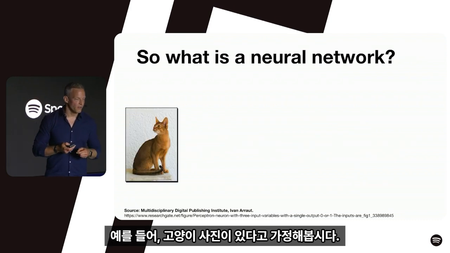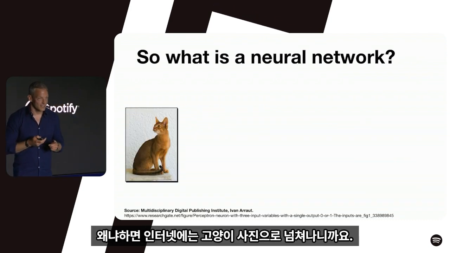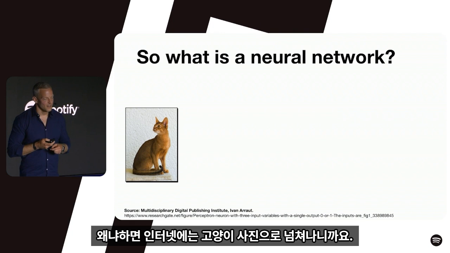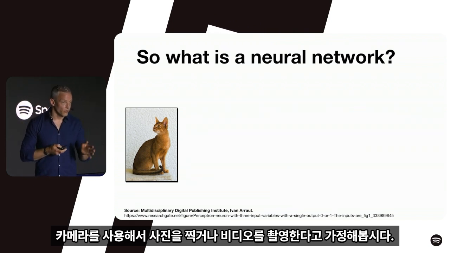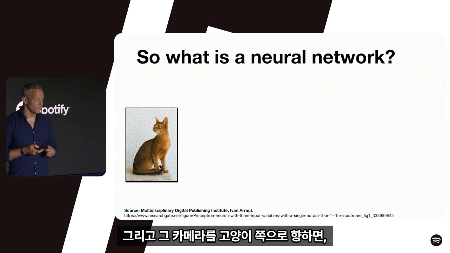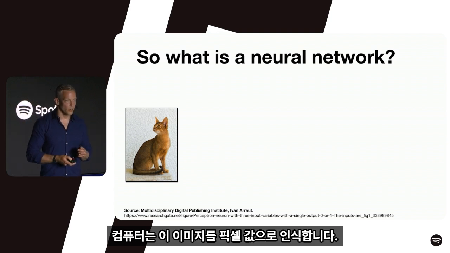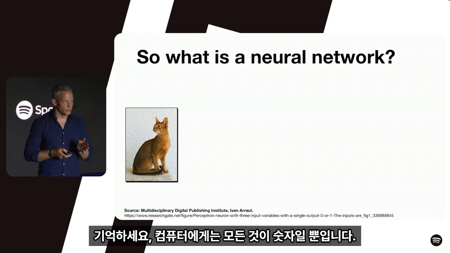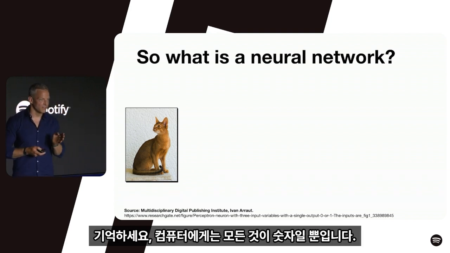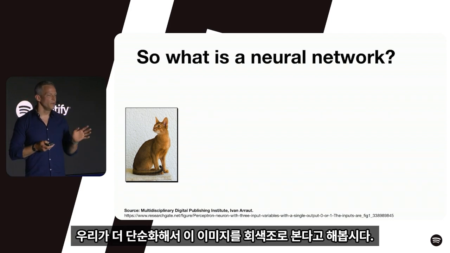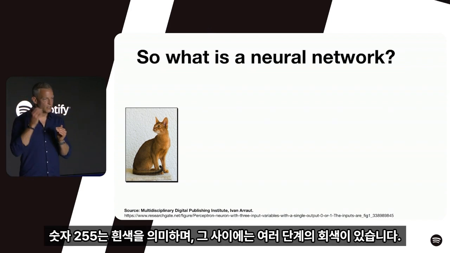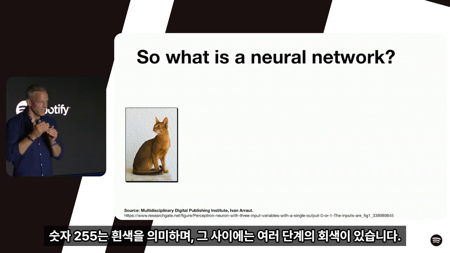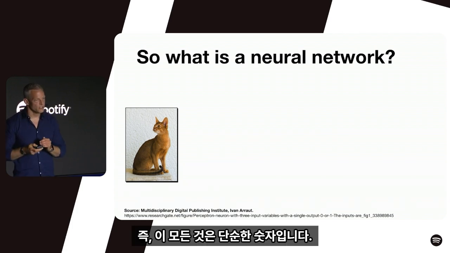Let's say that we have a picture of a cat. Why not? The internet is full of cats. Now, let's say that you take a camera, a photo or a video camera, and you point it towards this cat. What the computer is going to see are pixel values. Remember, for the computer, everything is numbers. The pixel values are just numbers. Maybe we simplify it and say it's grayscale. So the number 0 is black and the number 255 is white. And in between there are shades of gray. So just numbers.